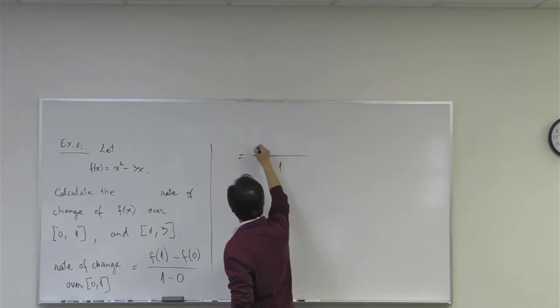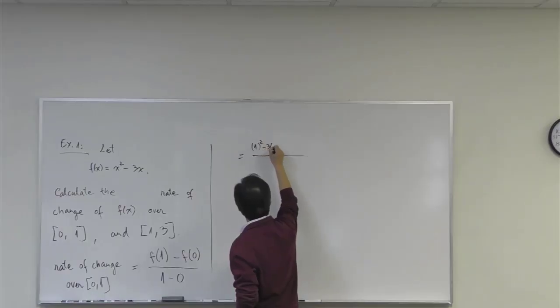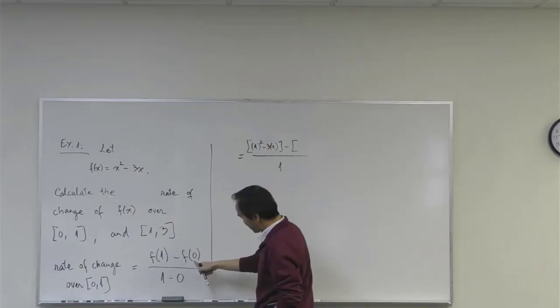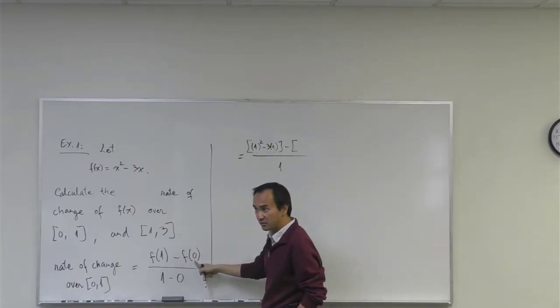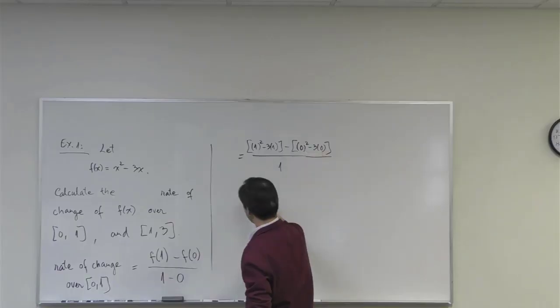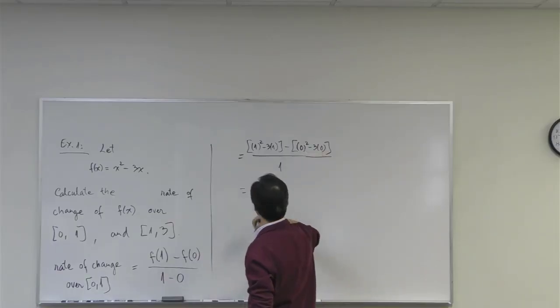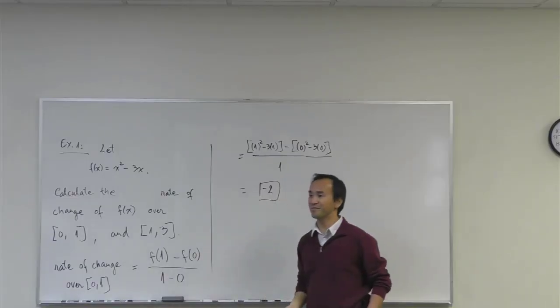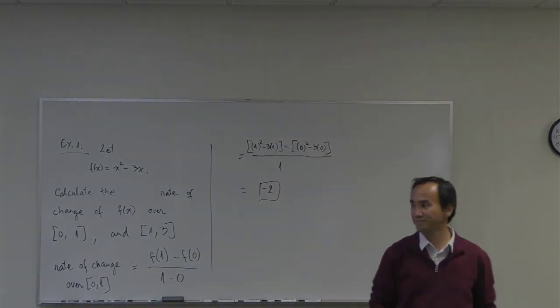Here I'm looking at 1 squared minus 3 times 1, in parentheses, and we're subtracting the same function, but substituting in x equals 0. So we get 0 squared minus 3 times 0, and that should be easy enough to zero out. So our value here comes out being negative 2. You guys all agree? I hope I'm not moving too fast.